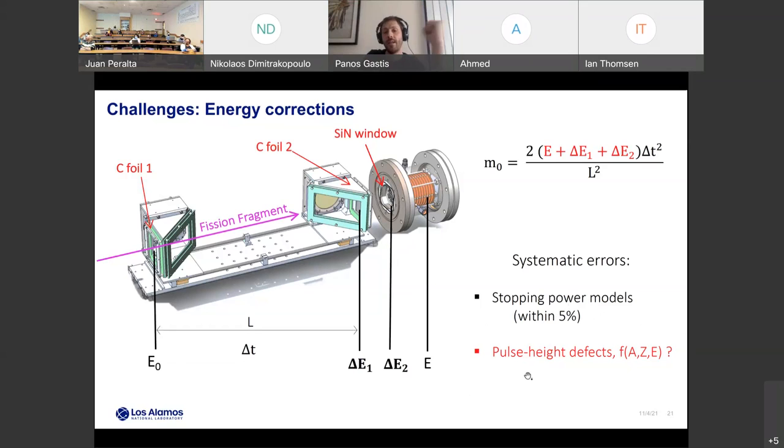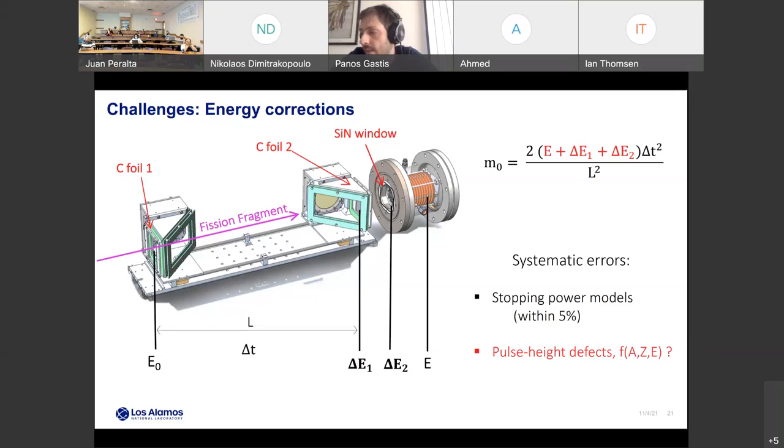Another important thing here is the pulse height defects. The pulse height defects have to do with the recombination of electrons inside the ionization chamber, and is an effect that causes the creation of pulses that are smaller than they should be for determining the kinetic energy of the fragments. So this is a complicated issue because the pulse height defect depends on the type of gas that is used, the pressure of the gas, but also on the mass, atomic number, and energy of the fission fragments. Therefore, addressing this issue directly is pretty challenging.